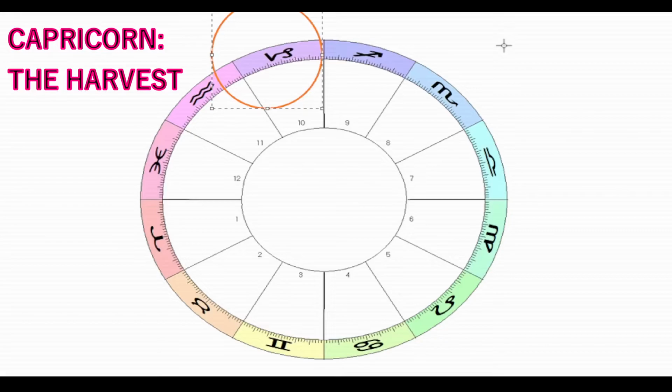Capricorn is the harvest. So now Sagittarius, the fruit has been picked. So we're picking, in Capricorn season, we're picking the fruit from Sagittarius season. We're harvesting it. But that's not all that we're doing, right? So first of all, why are we doing it?